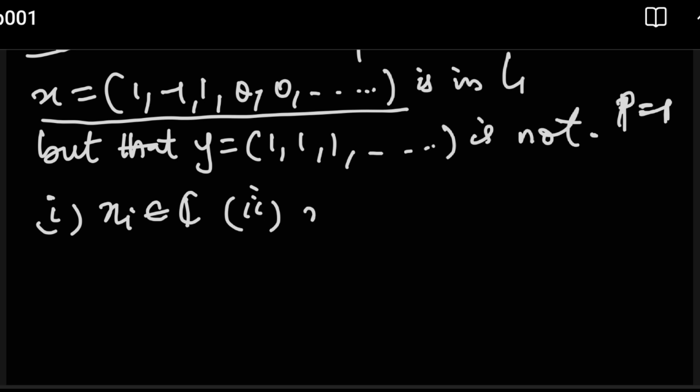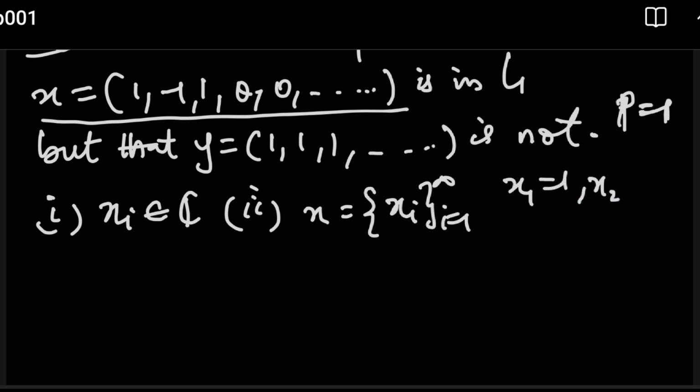X is expressed that way, which is i equals 1 to infinity. So we have x1 to be 1, we have x2 to be -1, we have x3 to be 1, and x4 to infinity to be 0. So yeah, we have x that way.